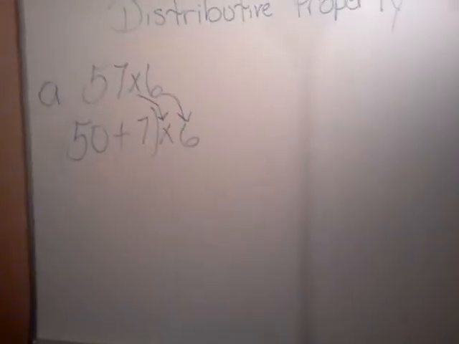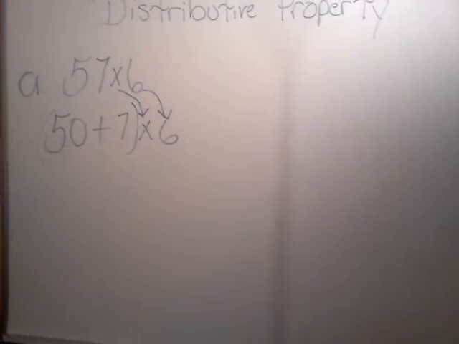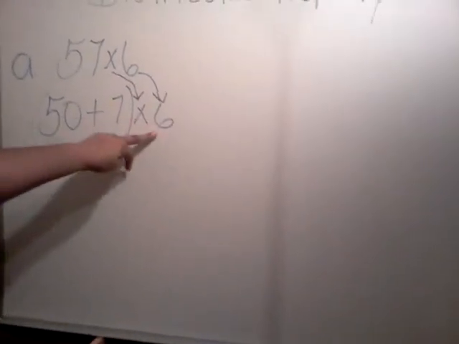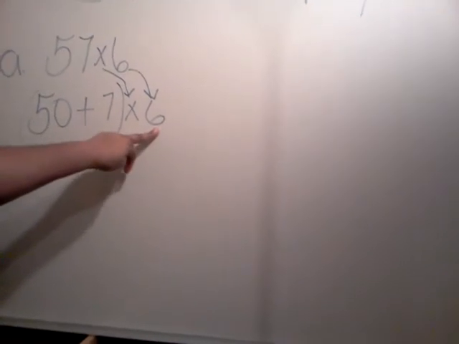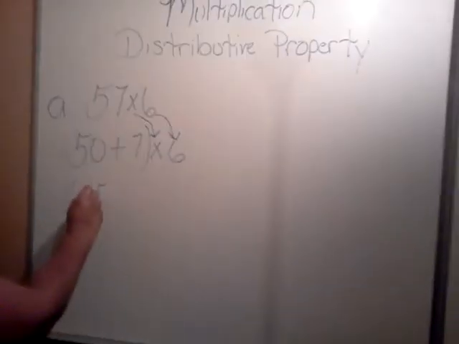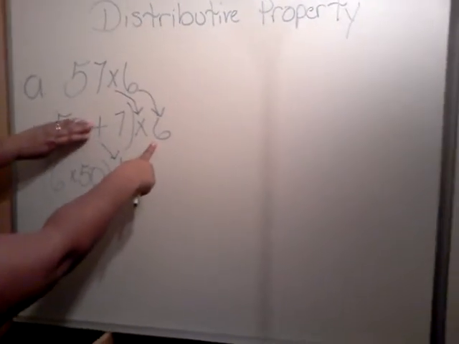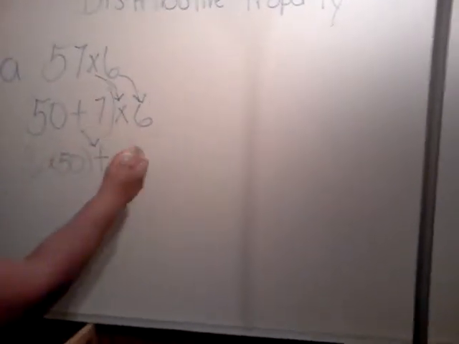Okay, so the next step is distribute the one-digit number. This is where distributive property gets its name. We're going to take the 6 and distribute it to the numbers inside the parentheses, which means we're going to take the 6 and multiply it, because there's a times sign here, by everything inside parentheses. So I'm going to multiply the 6 times 50. Bring down the times sign. And then I've already multiplied the 6 times the 50. The only number to multiply left is the 7. So 6 times 7.